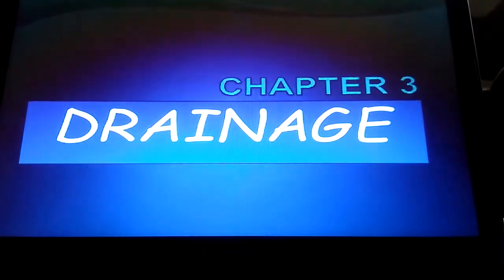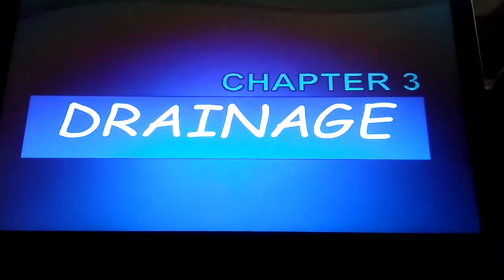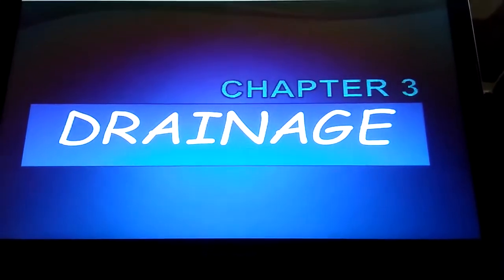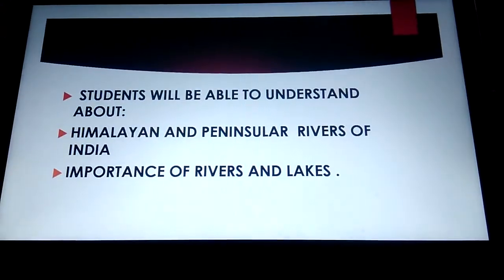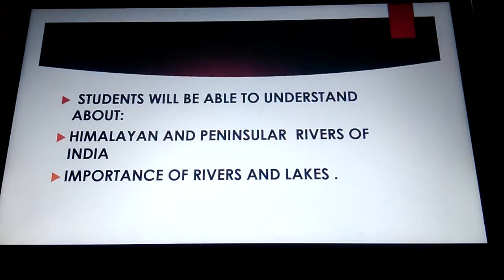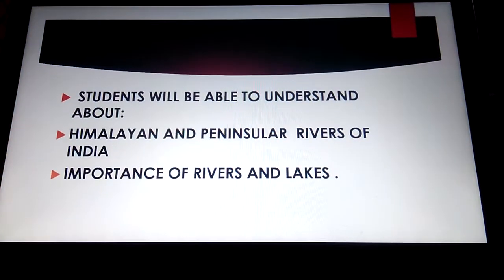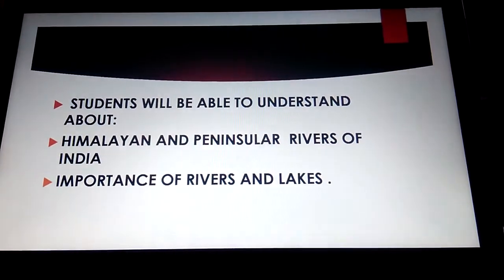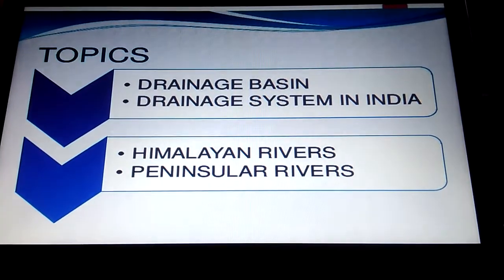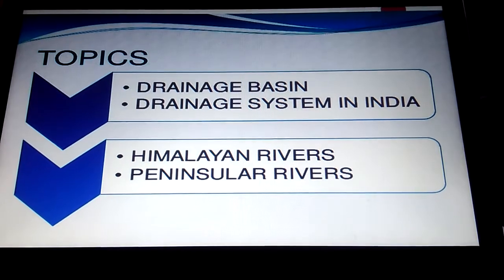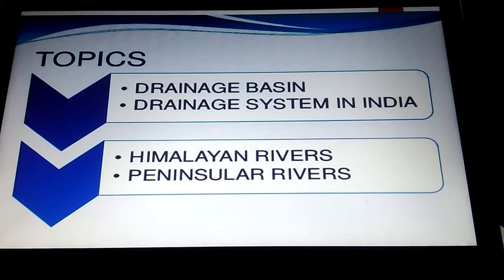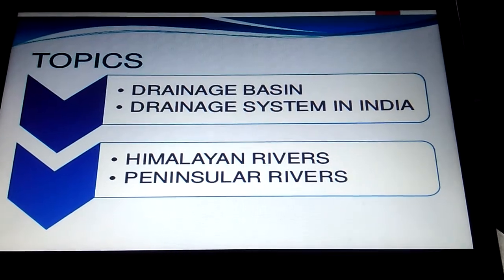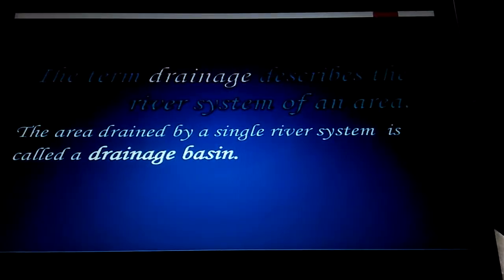Good morning, students. Today we are going to study chapter number 3, drainage. After studying this chapter, we'll be able to understand the Himalayan rivers and the Peninsula rivers of India, and the importance of rivers and lakes. By studying this chapter, we'll be able to understand the drainage basin, the drainage system in India, and both the rivers.